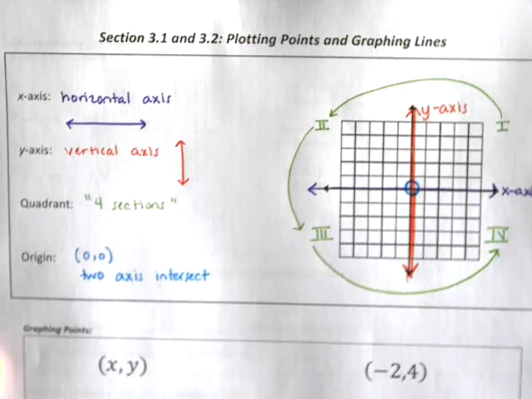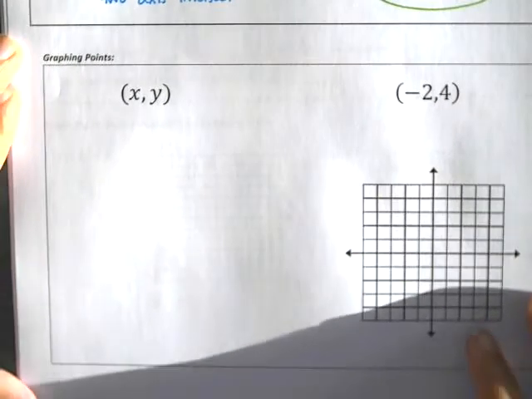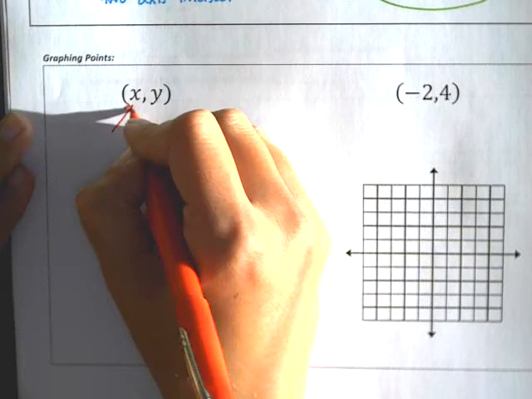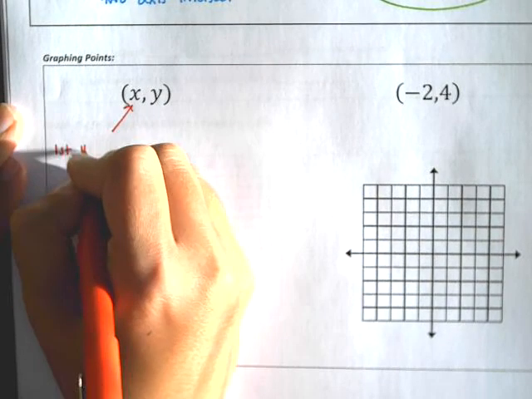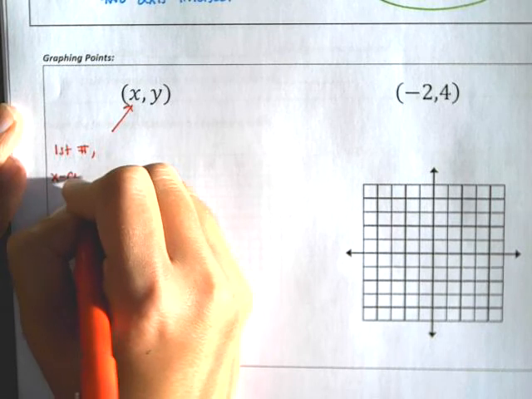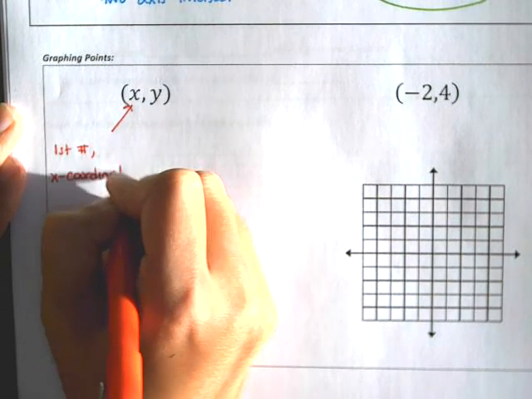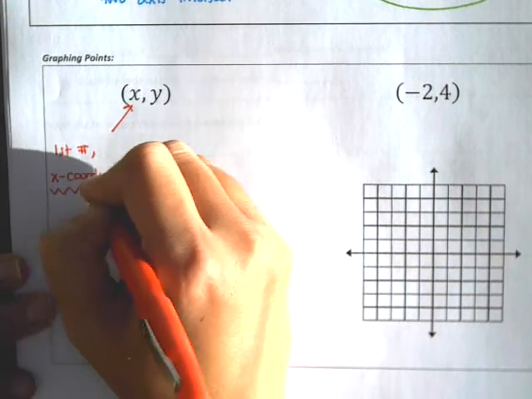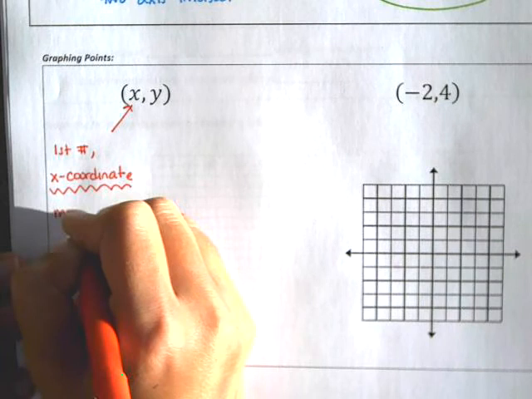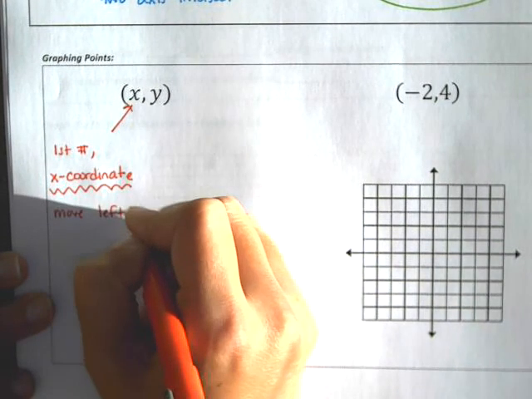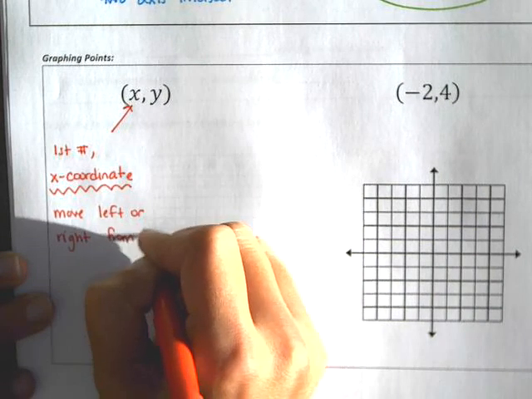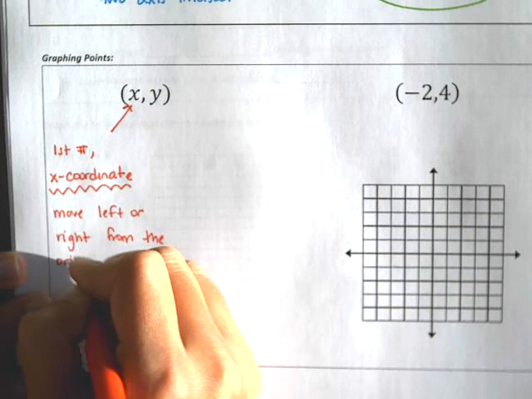Now, speaking of graphing points, we're going to be doing a lot of graphing points. So let's review how that happens. When you see a point or an ordered pair, it always has 2 parts. The first part is what's called the x-coordinate, and it's always the first number. The x-coordinate tells us to move left or right from the origin when we are graphing.